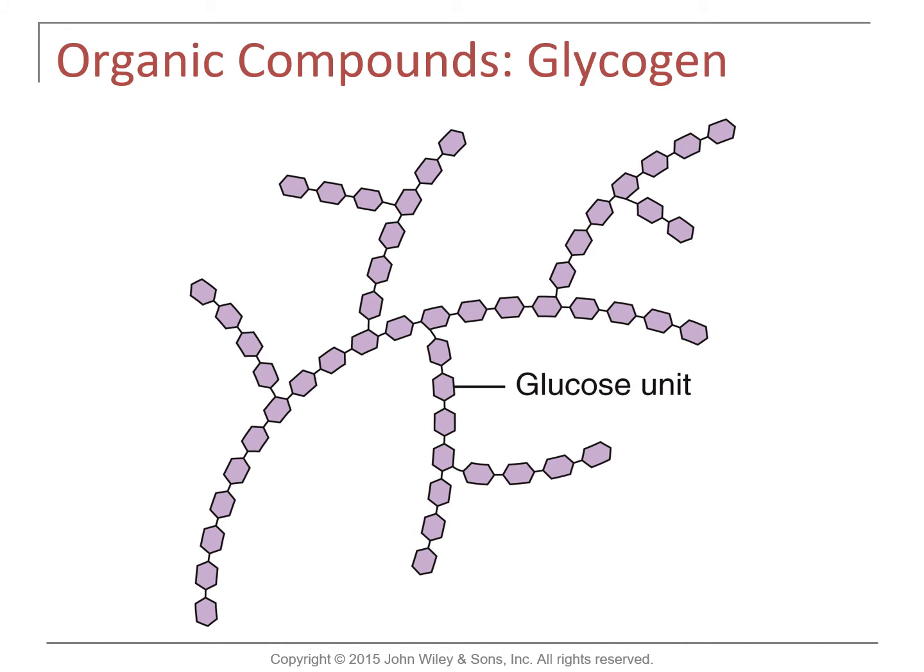Here we have an example of a polysaccharide, glycogen, which is the main storage form of glucose in animal tissue, specifically skeletal muscle, muscle tissue in general, as well as the liver. So each of these little shapes represents a glucose unit linked together by covalent bonds to other glucose units.